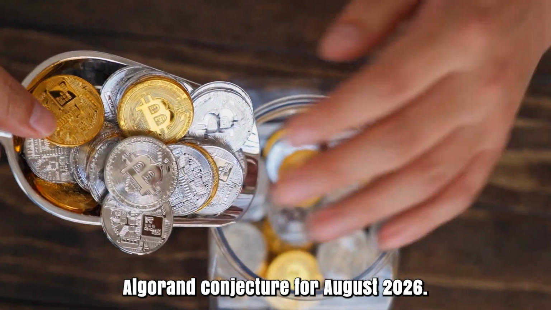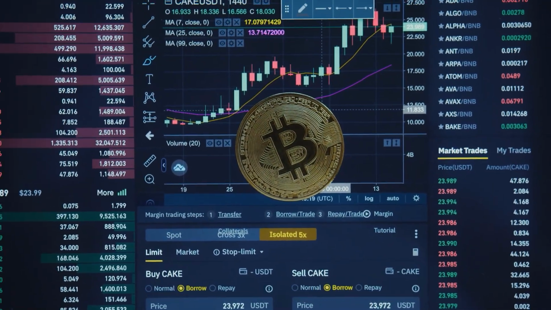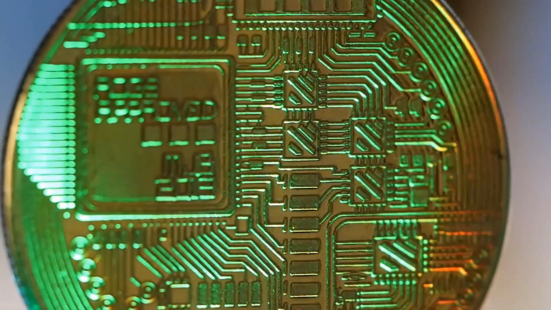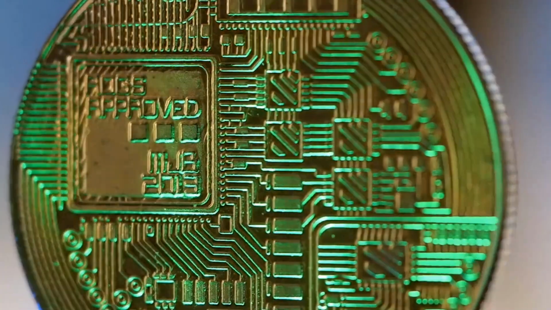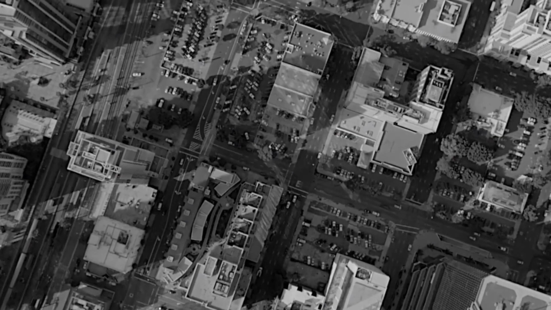Algorand conjecture for August 2026. At the outset, cost at 555 rands. Excessive cost 638, while low cost 554. Arrived at the midpoint of cost 586. Algorand cost gauge toward the month's end 596, change for August 7.